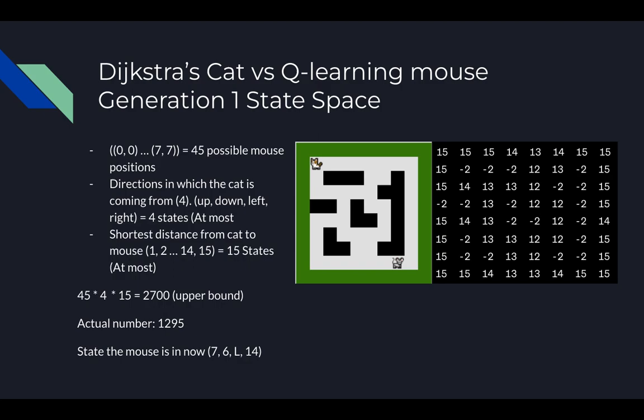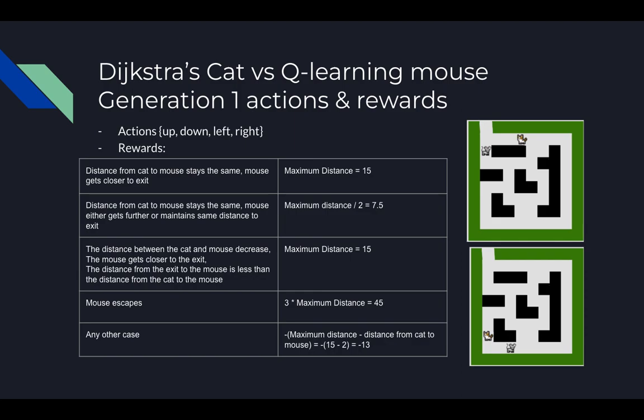If we create the state space to account for the fact that in some coordinates, the maximum distance from the cat to the mouse can be less, and also the fact that the cat may not always be able to come from all 4 directions, then we'd reduce our state space significantly. There are 4 possible actions the mouse can take. If the mouse takes an action against the wall, it will remain in the same spot.